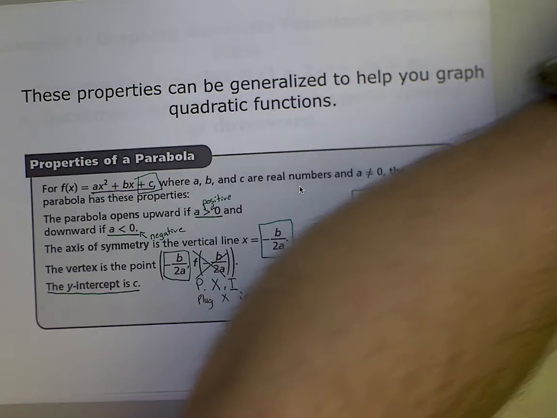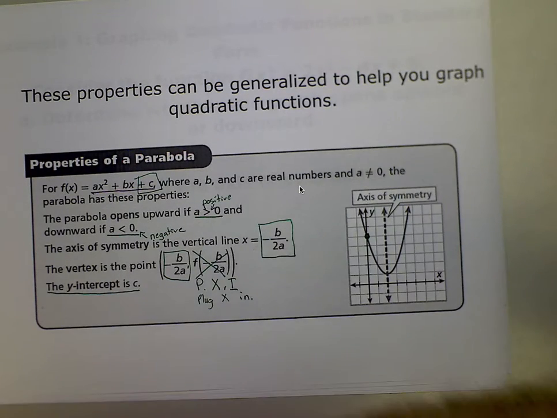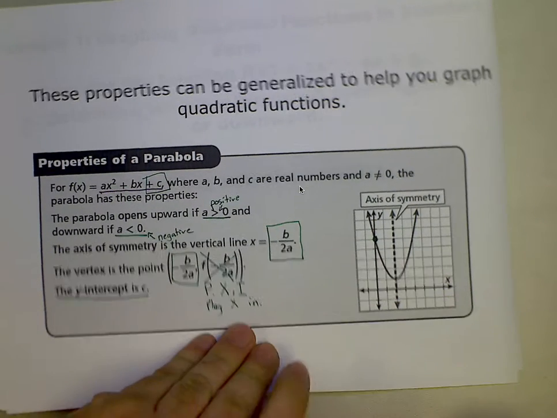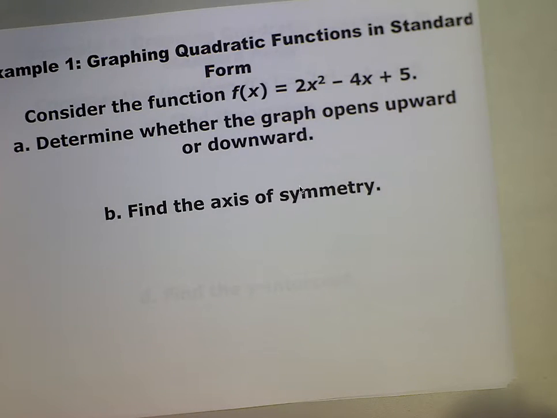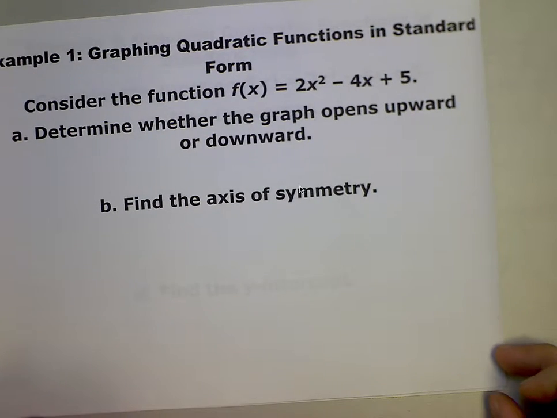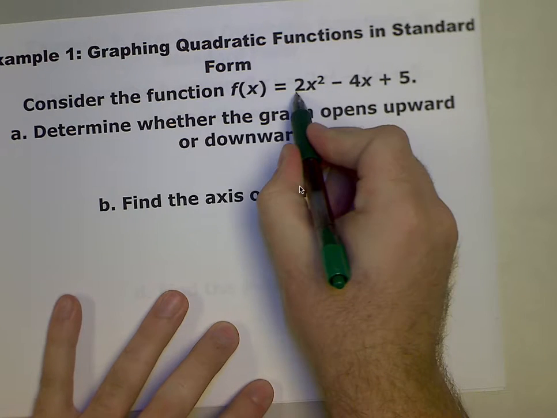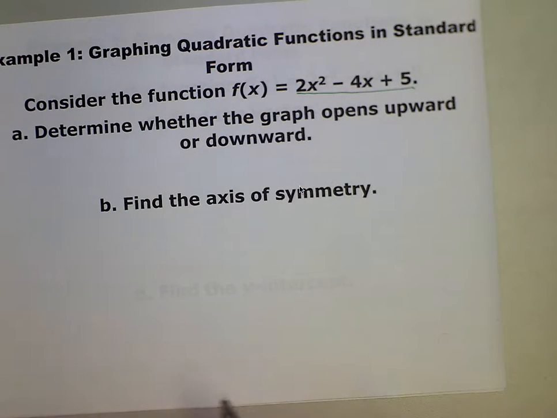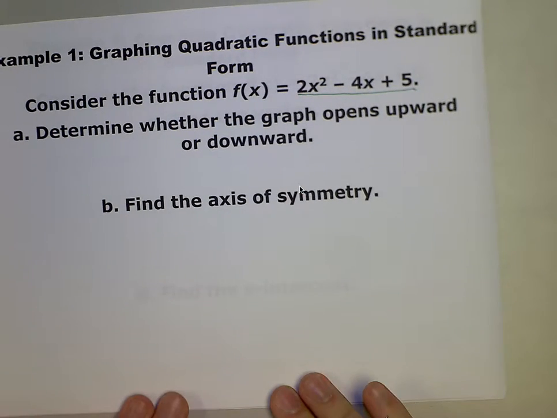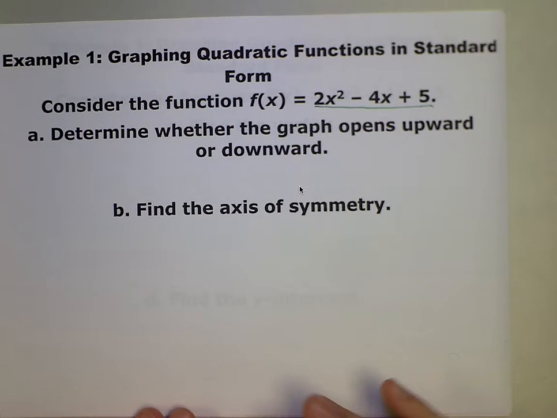Alright, so I know that was a lot of information all at once, but we're going to go ahead and work through a couple of examples that's going to use all of this information as well. So let's go ahead and get started. I have this equation here, 2x squared minus 4x plus 5. And in that equation, I'm going to work with this for a while here, and I want to find kind of all of those properties that we just talked about on the last page.